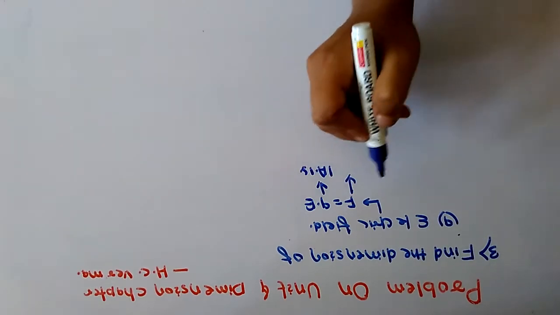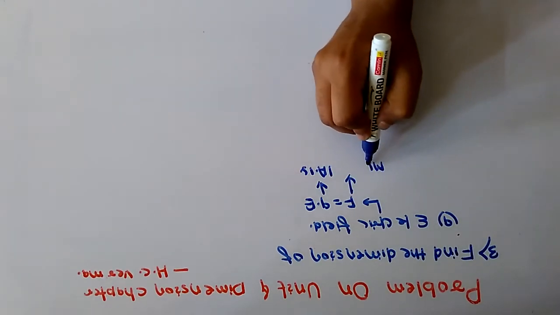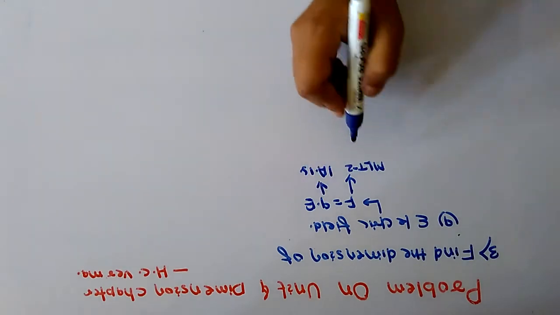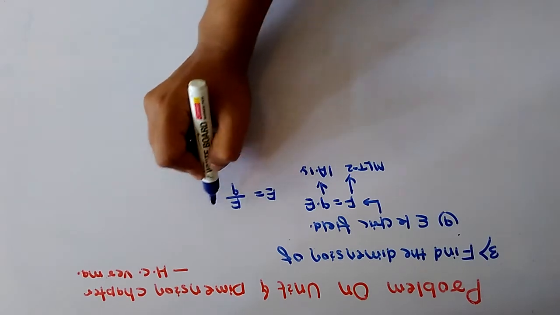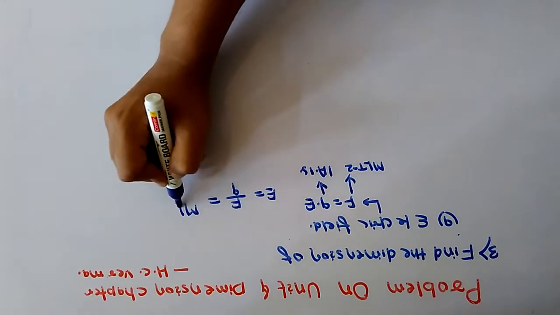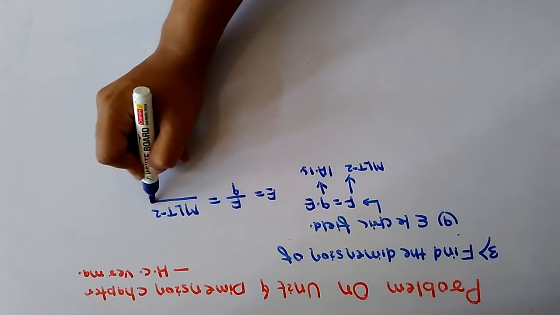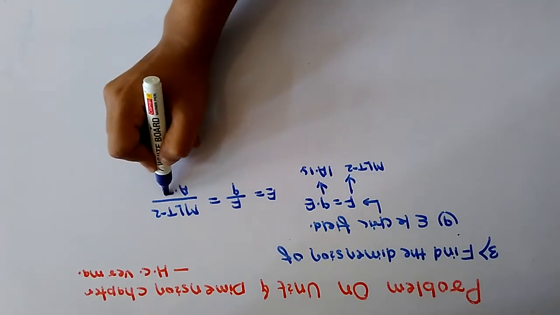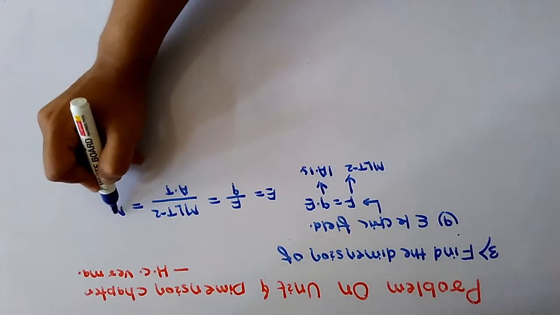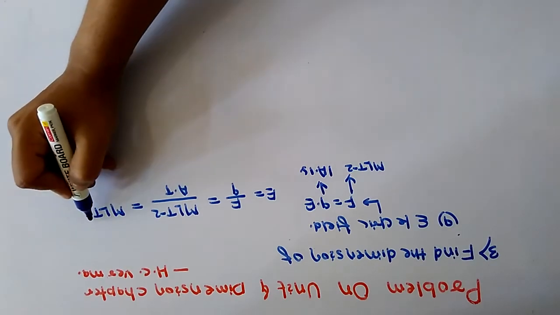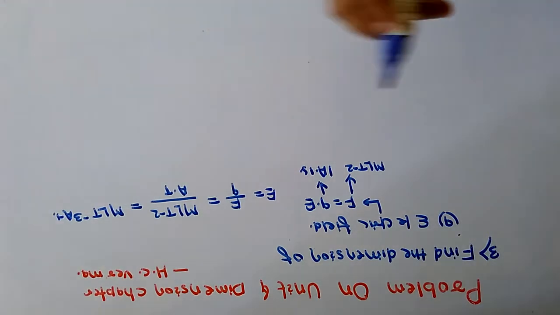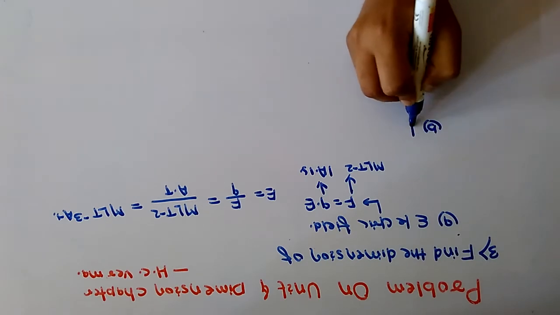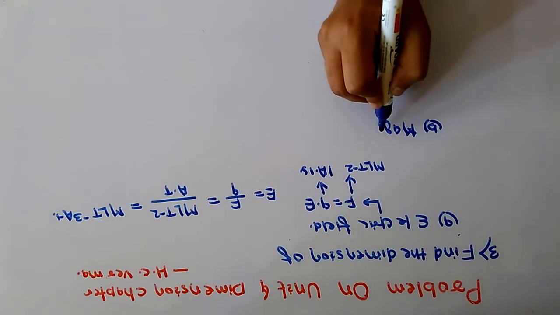You know the dimension of force is MLT^-2. So from here we can calculate E equals F upon Q. The dimension of F is MLT^-2, and that of Q is ampere into time. So we can write it as MLT^-3 A^-1. And the second one, B, is to find out the dimension of magnetic field.